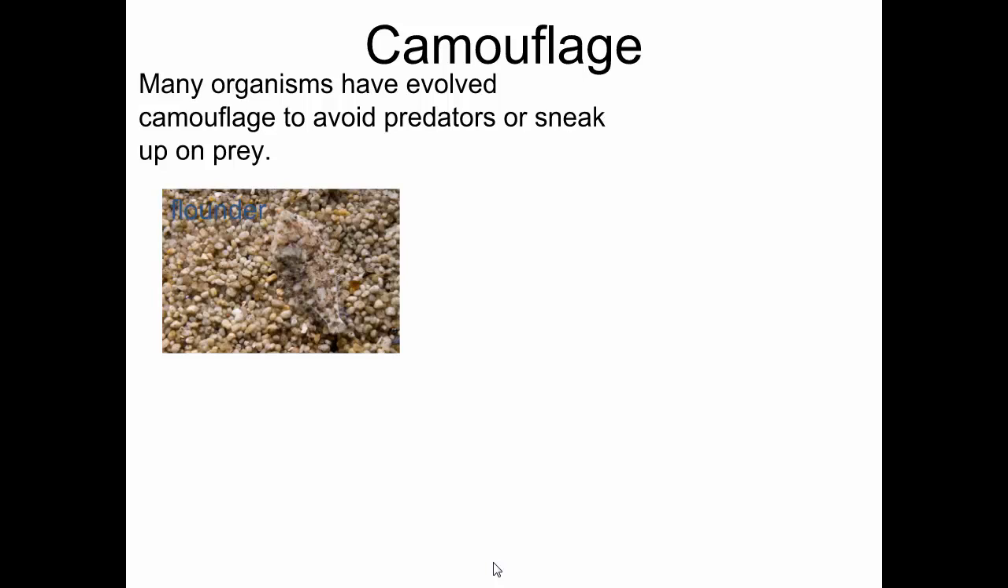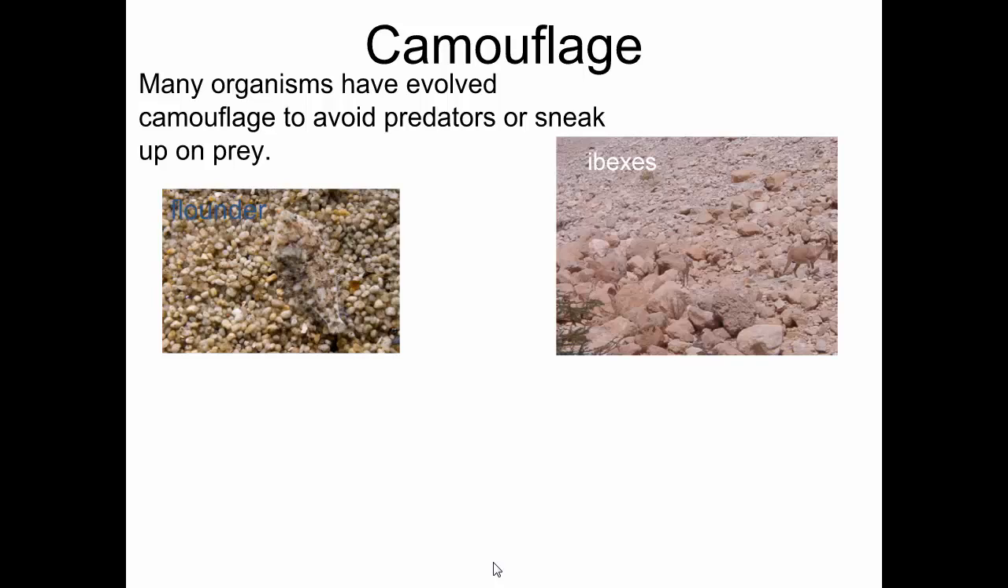So I'll show you some examples because there's some neat things here. This is a flounder. It's a fish that lives in the bottom of the ocean floor, and its coloration sort of blends in perfectly with the rocks and sand and gravel in the bottom of the ocean. You almost can't see it there.